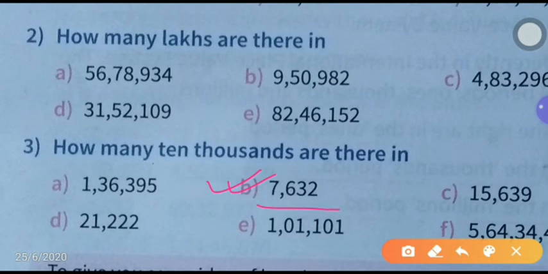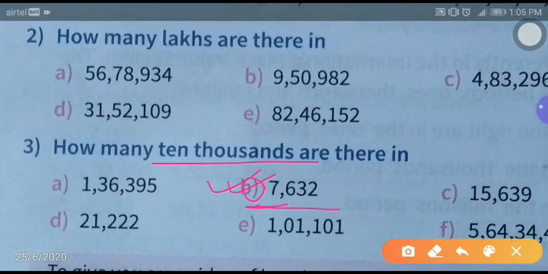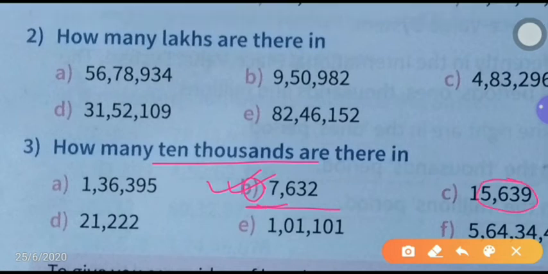Here how many 10,000s are there? 0, because only up to thousands place it is given here. So here 10,000s place how many? 0 10,000. Here how many up to thousands place? 1 10,000 is there. Yeah, up to thousands place we have to leave. What remaining? 1, that means 1 10,000 is there.